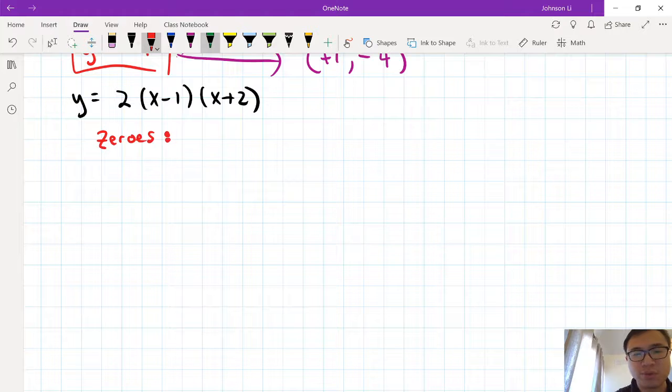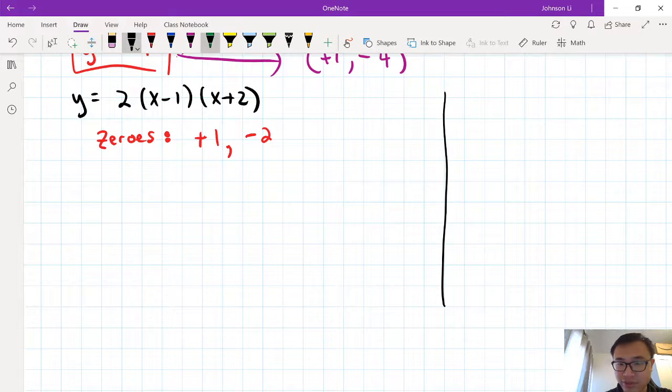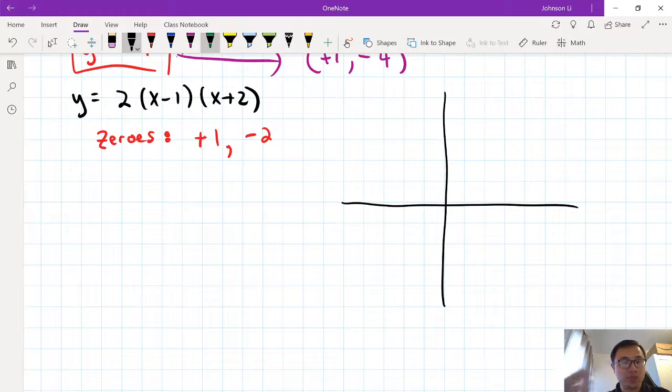The way we find our zeros is that we look at the numbers inside the brackets and we flip the signs. This is a negative 1. We flip the sign, now it becomes a positive 1. This is a positive 2. I change the sign, and now it becomes a negative 2. Easy peasy. Again, this is the easiest part, so it shouldn't take too much trouble to just flip the signs around.